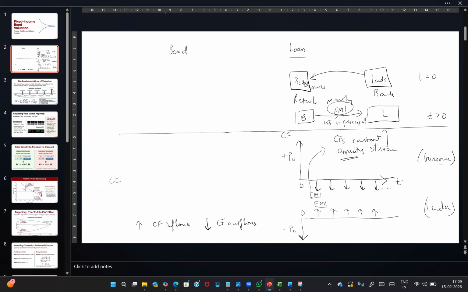All cash inflows are upward arrows. All cash outflows are downward arrows. Any questions on this? No, sir. Anyone? Okay. All right. So bond versus loan. These are the mechanics. This is the cash flow exchange and the cash flow diagram in one slide. Okay. Now let's get down to business in terms of understanding how to price this bond.